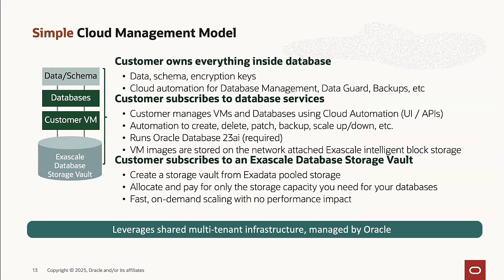So just to give you a bird's eye view of the model, you can see that on the left-hand side at the very bottom, you create an Exascale database storage vault. And from within that vault, you provision your VMs to use this storage. Now, you can have more than one VM use the same Exadata database storage vault. It all depends on how you want to organize your data.